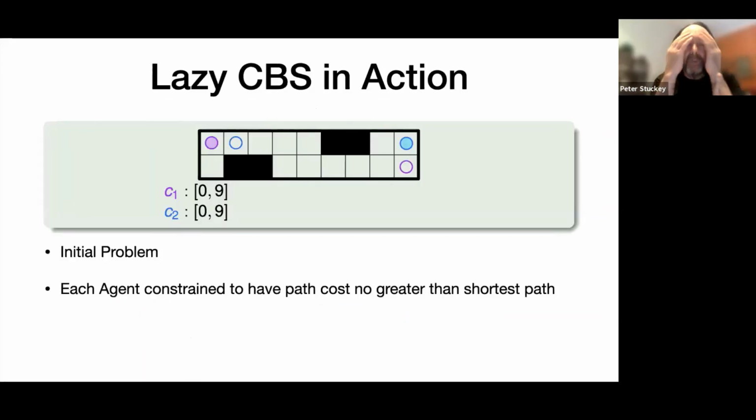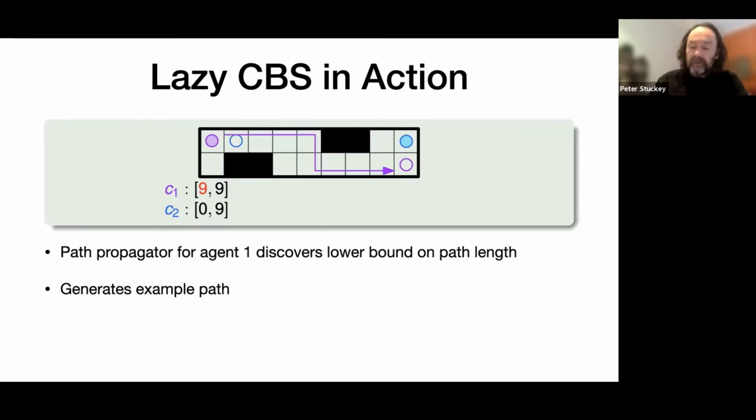So now let's have a look at lazy CBS in action. So here we have 2 agents. We initially constrain them to have an upper bound no greater than their shortest path, so they can get there in 9, each of them, right? Blue to blue and purple to purple. And then we run some paths. So there's a few optimal paths.